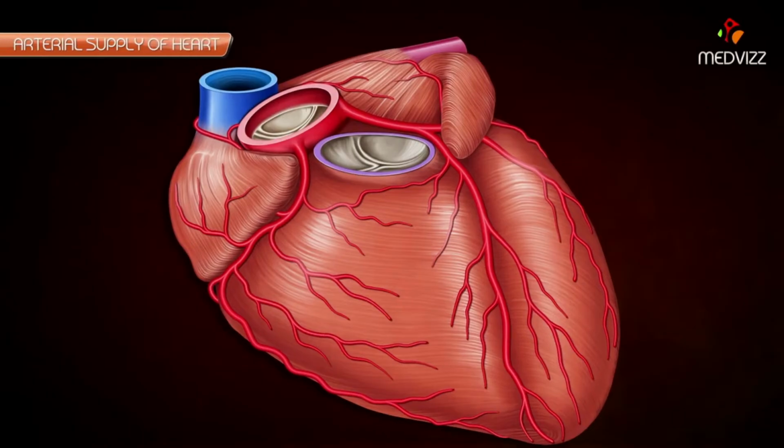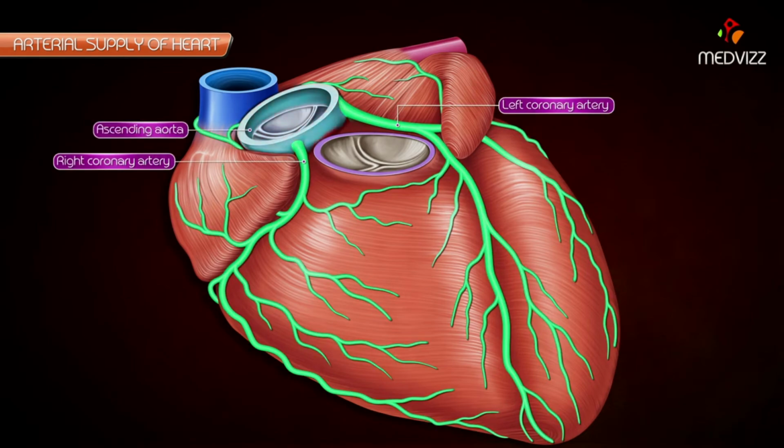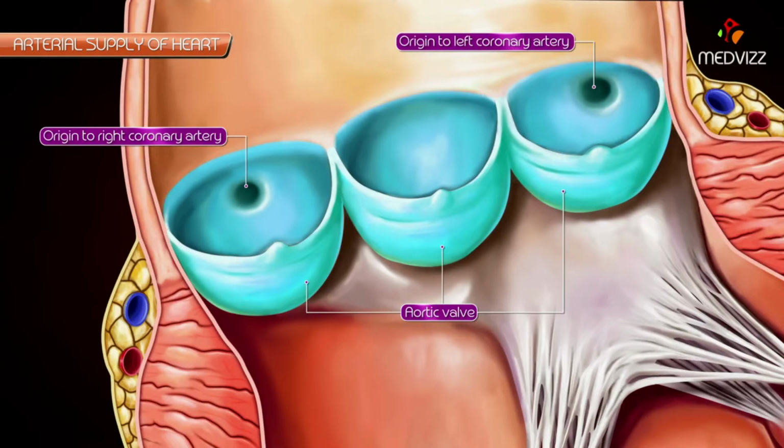Arterial supply of the heart. The heart is mostly supplied by the two coronary arteries, which arise from the ascending aorta immediately above the aortic valve.